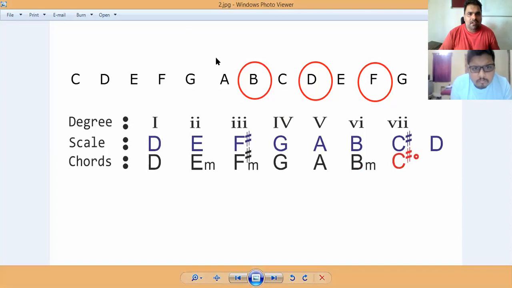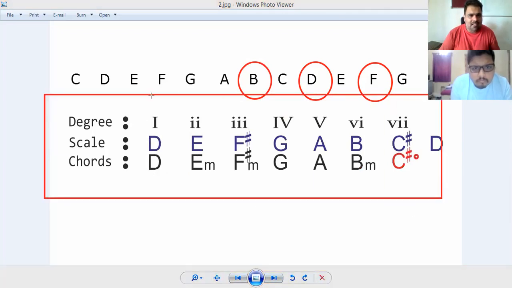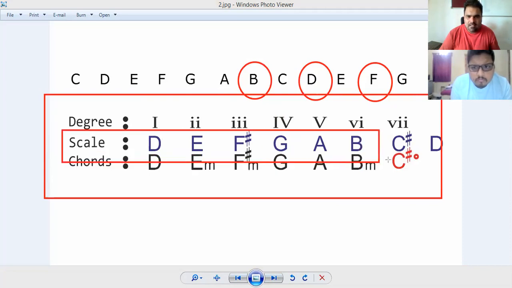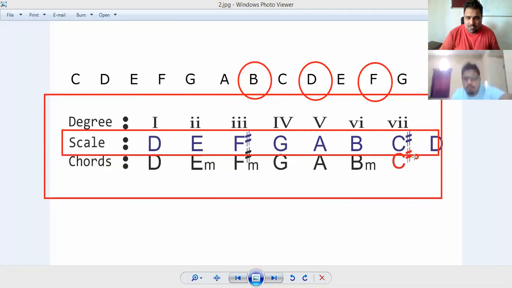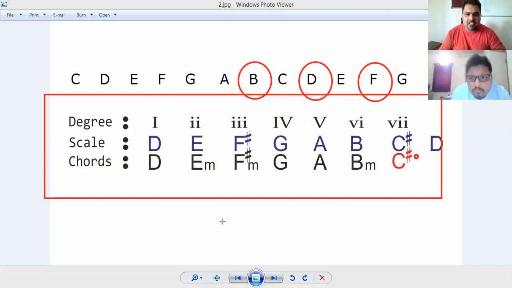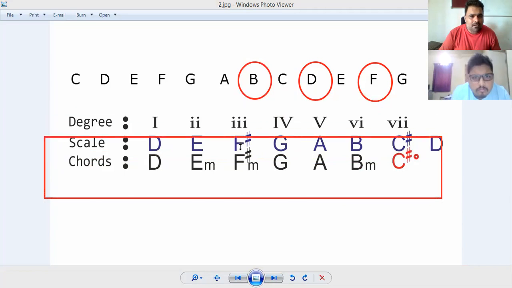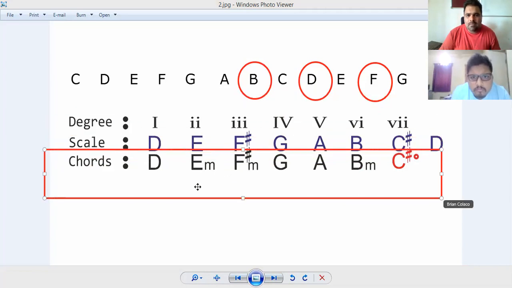So I'm focusing on this part right now. We have the scale here. This is how you played the scale: D, E, F sharp, G, A, B, C sharp, D, right? And the same concept applies here as well. The chords that you get in that particular scale will be D major, E minor, F sharp minor, G major, A major, B minor, and C sharp diminished.